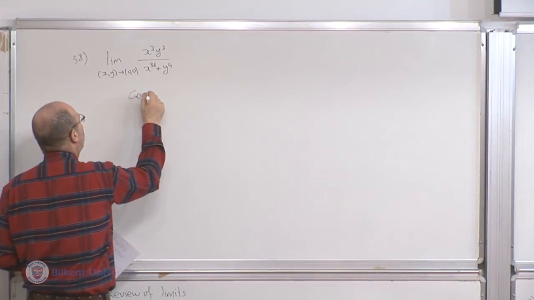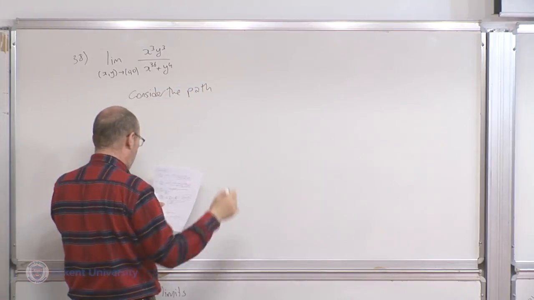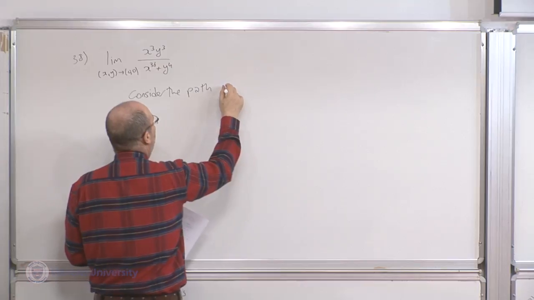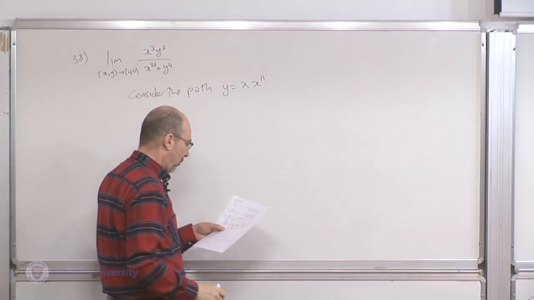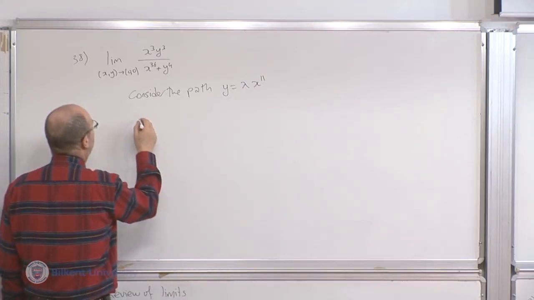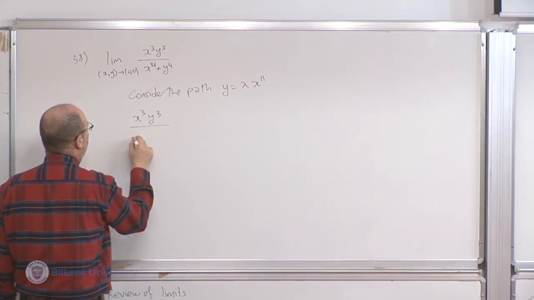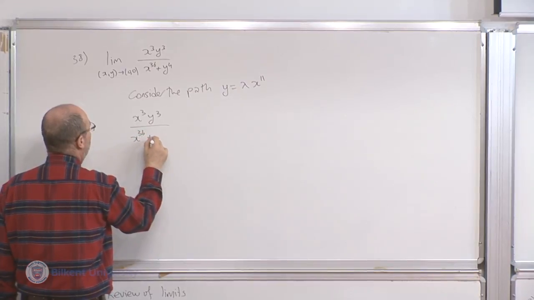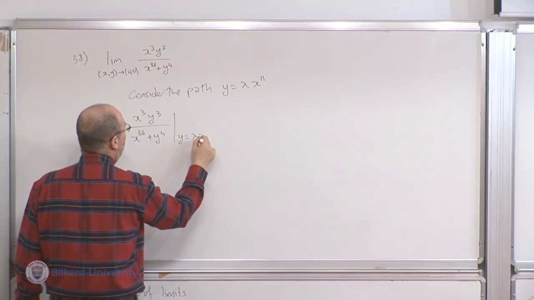So I do this. Consider the path. I'll use lambda here: y equals lambda times x to the 11. Then let us look at x cubed y cubed divided by x to the 36 plus y to the 4, restricted to the path y equals lambda x to the 11.